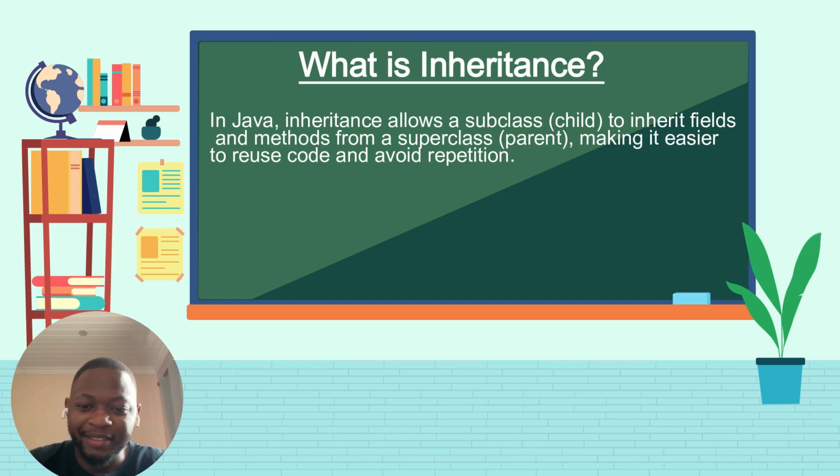We're back again, nation. So we're back on inheritance. So what is inheritance? In Java, inheritance allows a subclass, which is the child class, to inherit fields and methods from a superclass, which is the parent class, making it easier to reuse code and avoid repetition. So inheritance allows us to not create duplicate code.